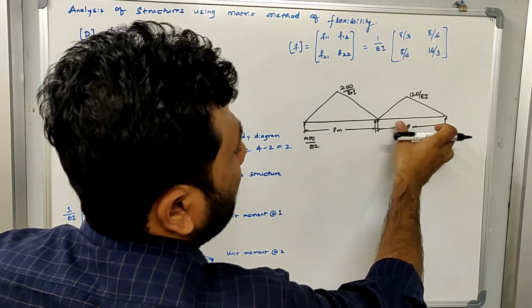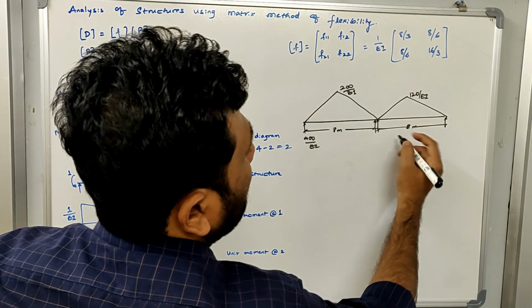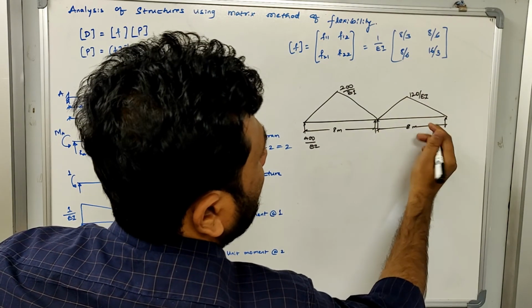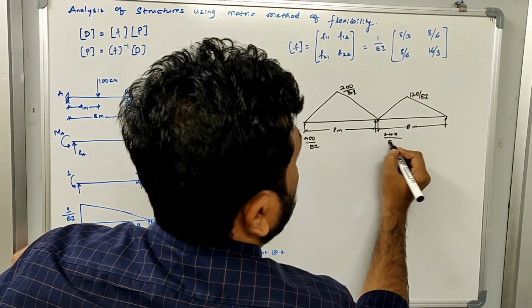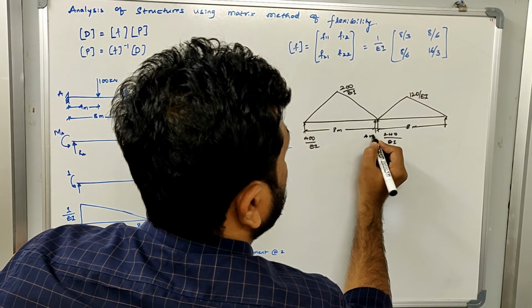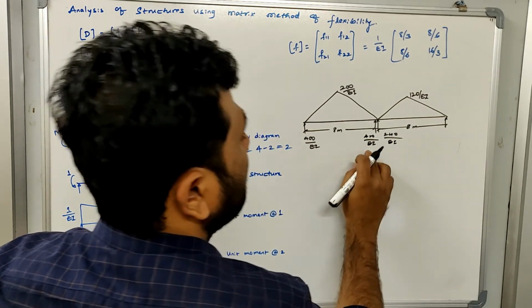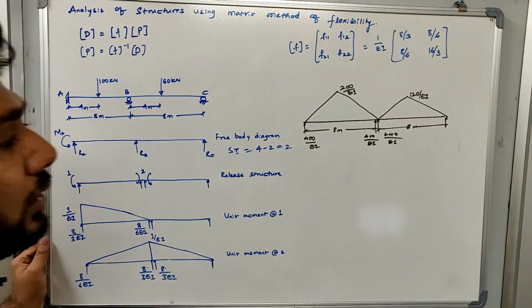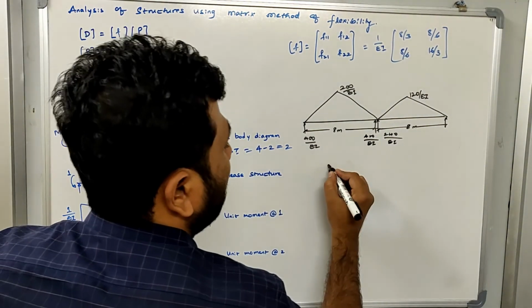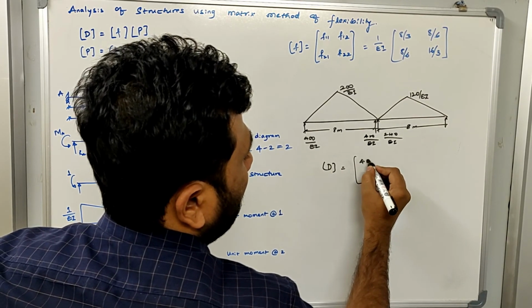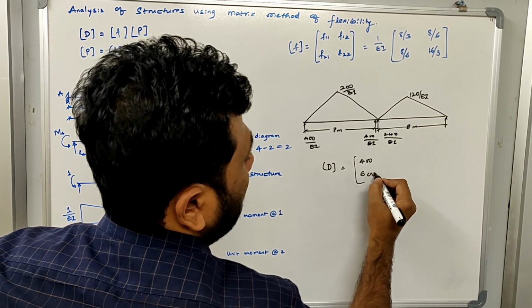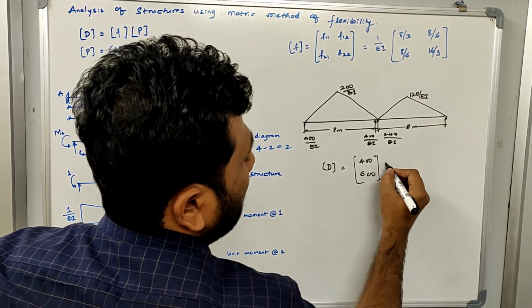Now similarly we can also calculate the reaction for this. So the reaction for this will be, here it is 240 by EI. So we know that these are our reactions. These reactions are nothing but our displacements. So the displacement matrix would be like this: 400, 600, 1 by EI.